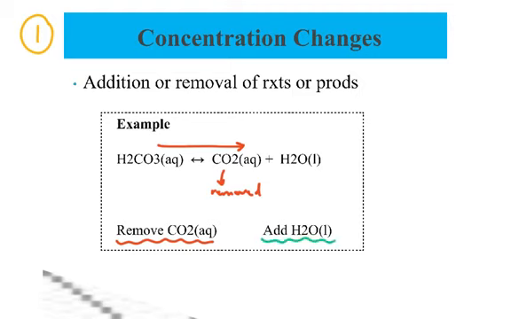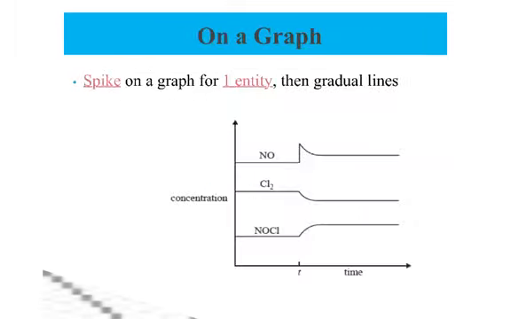Let's have a look at what happens with the addition of water. If I add water, I'm adding to this side of the equilibrium. Again, it's going to try to undo what I've done. So if I add water, the reaction will shift to the left to try to get rid of it. So again, it always tries to undo what we do to it.